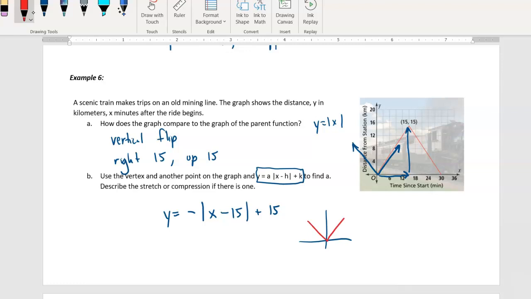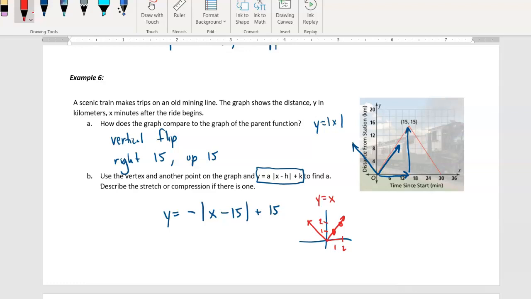So the original function, if you were to pick a point, like this point here, we would go to the right 1, up 1 unit for that point. If we were to pick this point, it's going to move to the right 2, up 2. So that's for the parent function, y equals absolute value of x. So I know it's been flipped, but I want to see, does it have that same ratio? Does it move to the right 1, up 1? Does it move to the right 2, up 2?